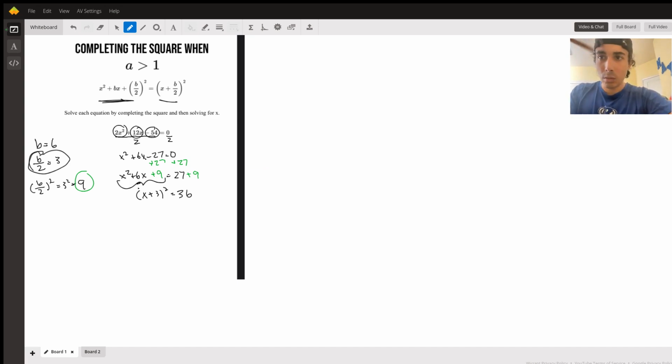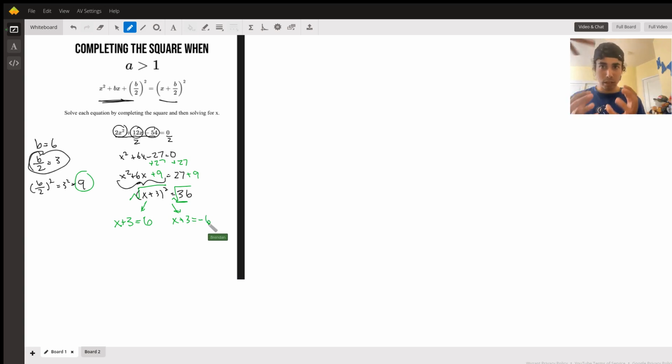Okay, next thing we're going to do, same thing we've been doing, we're going to take the square root on both sides. Remember, when we take the square root on both sides, you're going to split it into 2 equations, one where the right side stays positive, one where the right side is negative. So I've got x plus 3 equals the square root of 36. Remember, square root is asking what number times itself gives us 36. So it's going to be 6, because 6 times 6 is 36. And then we're going to have a second equation where it is negative, so it's going to be negative 6.